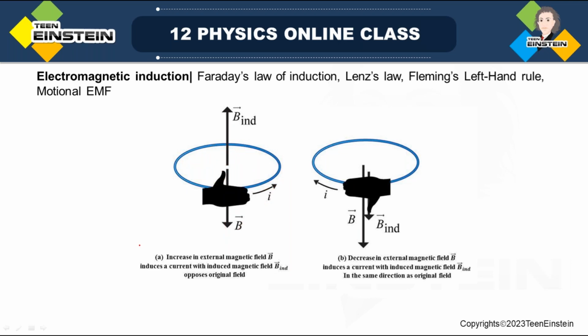So an increase in the external magnetic field B induces a current, and that induced current is actually inducing an induced magnetic field which opposes the original field. You can see that. Okay, this is actually Lenz's law.